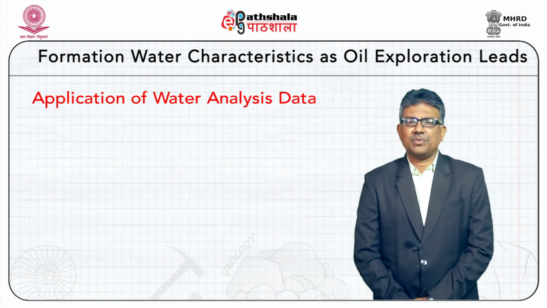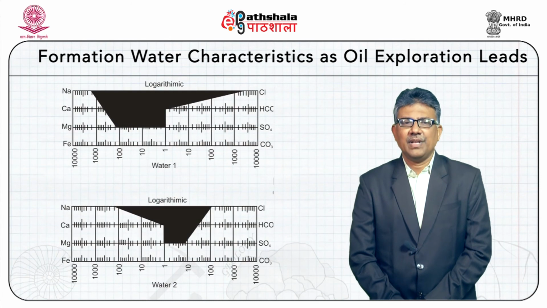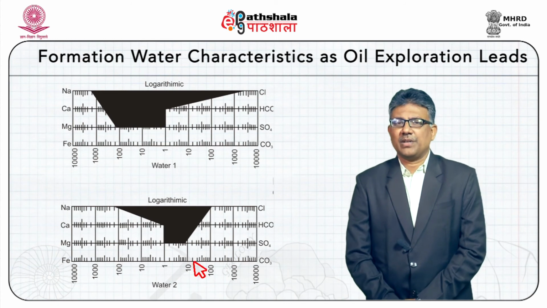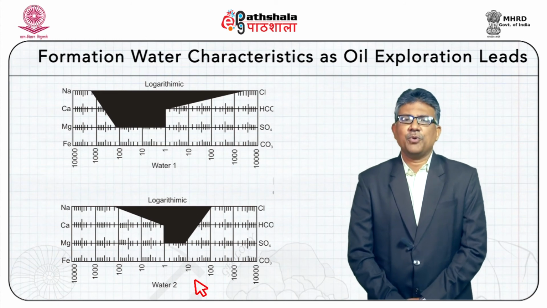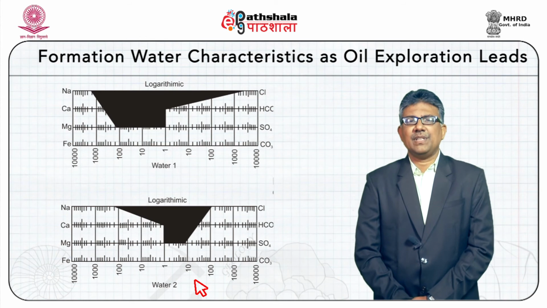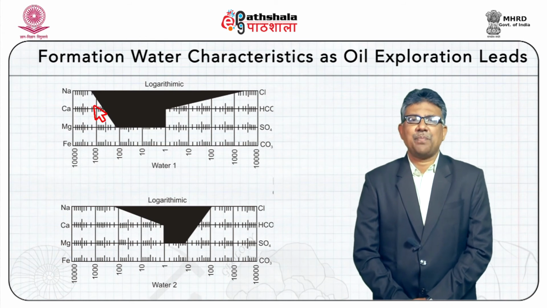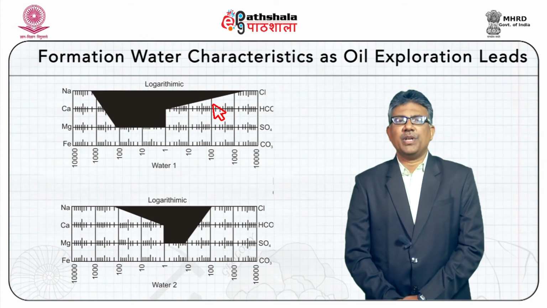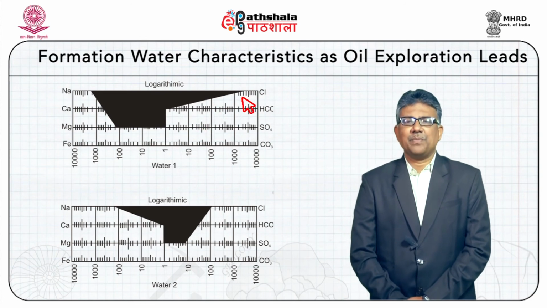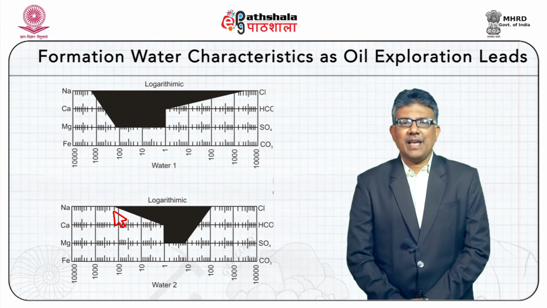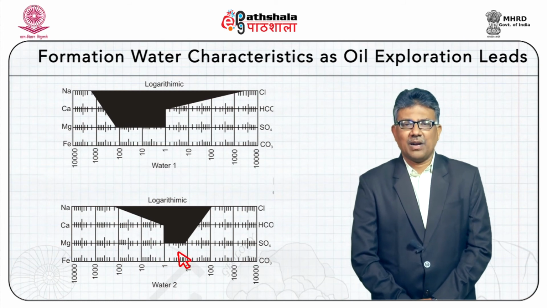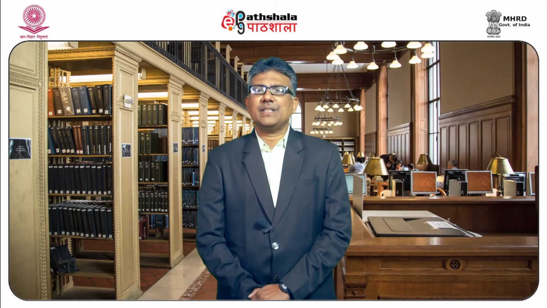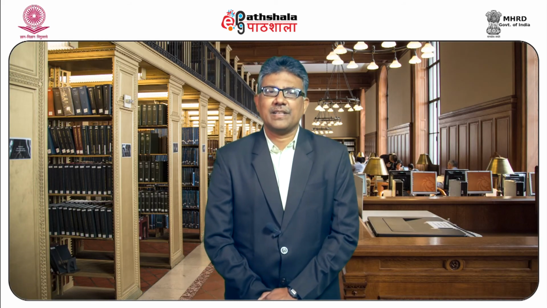The data is shown in the table for the meteoric water and the connate water. So, water 1 and water 2, and if you plot them in the Stiff diagram, you can see the distinct difference in the polygon shape: a connate water has very high chloride and sodium, whereas a meteoric water has high bicarbonate. So, these are the distinct polygon shapes for the two different kinds of water.